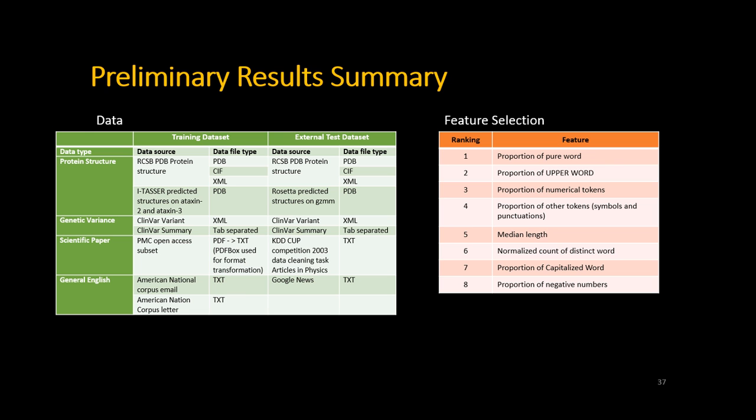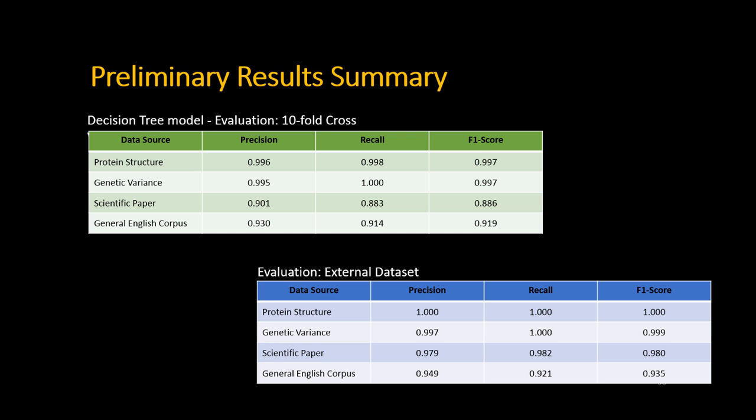So with the features and data set, we trained several machine learning models, and we use both the tenfold cross validations and the external tests for our evaluation. This shows the preliminary result of our decision tree models. From this result, it shows that our decision tree model did a very good job distinguishing the different types.